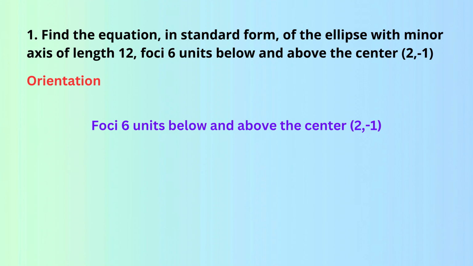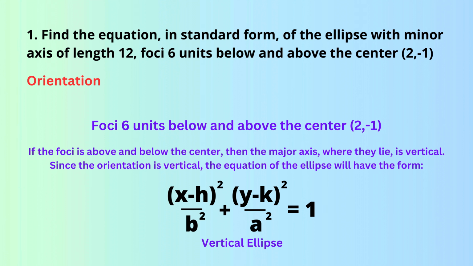Now how do we know its orientation? Using the property of foci on an ellipse. Note that the foci always lie on the major axis. And so, if the foci is above and below the center, then the major axis is vertical. If the major axis is vertical, then the orientation of the ellipse is also vertical. Hence, we use this form.